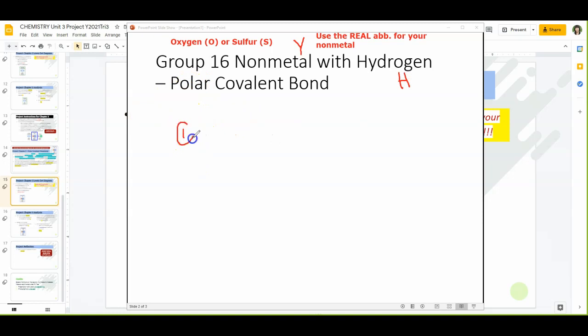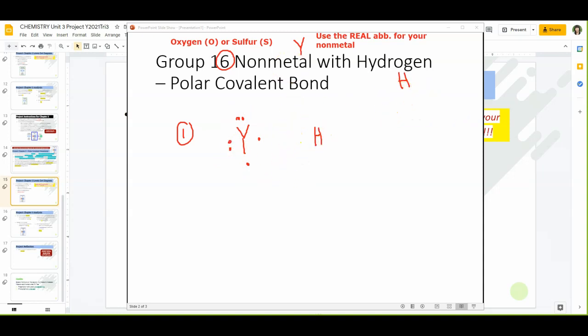So step number 1 is to draw out our nonmetal, which again, I'm going to label as Y, but yours should either be O or S. It is in group 16, which tells me that it has 6 valence electrons. So 1, 2, 3, 4, 5, and 6. And we're going to go ahead and have it bond with hydrogen.